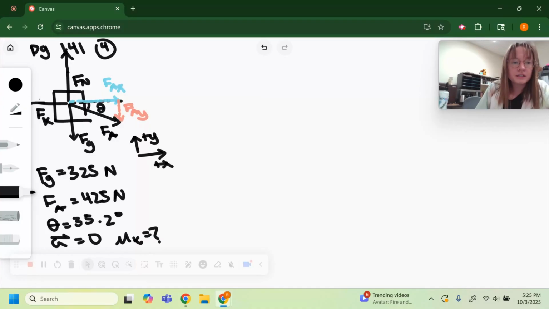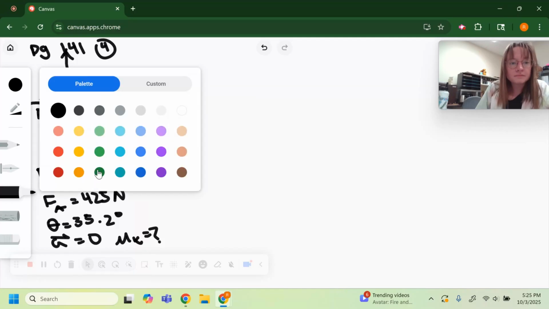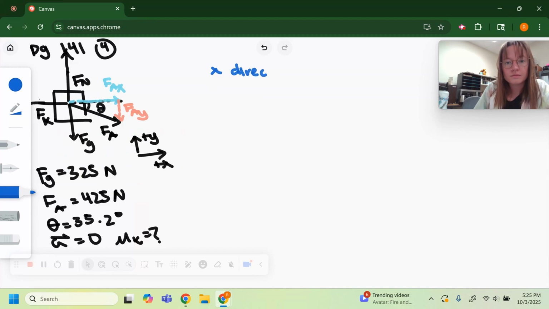To start this problem, I would divide things up into the x direction and the y direction. Here's my x direction, and now I need a y direction.